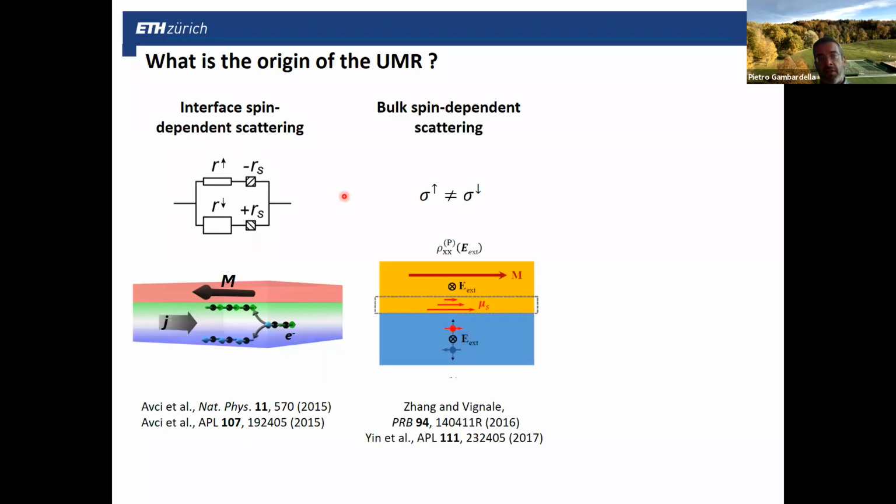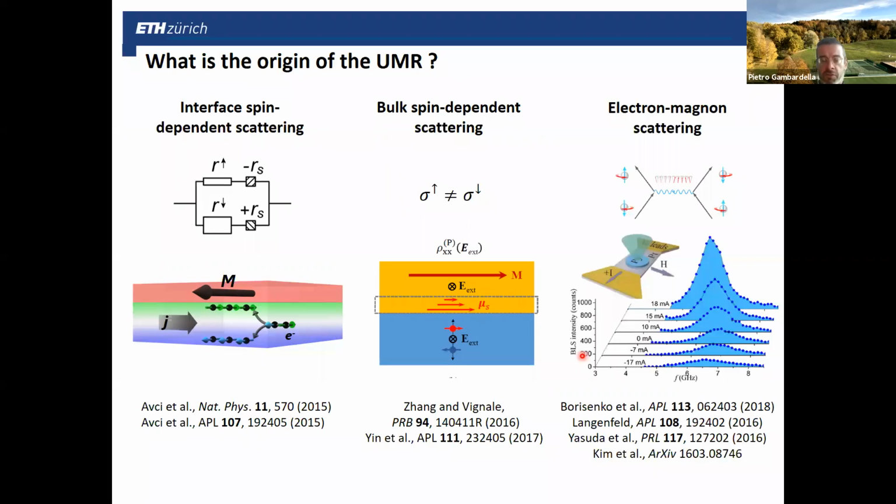Then came Shulei's work. This is one of the first theory works on this effect, which showed that you can also have effects in the bulk of the ferromagnets due to essentially spin-dependent conductivity inside the ferromagnet. Okay, and this is also a phenomenon that is similar to GMR, where you have bulk spin-dependent scattering.